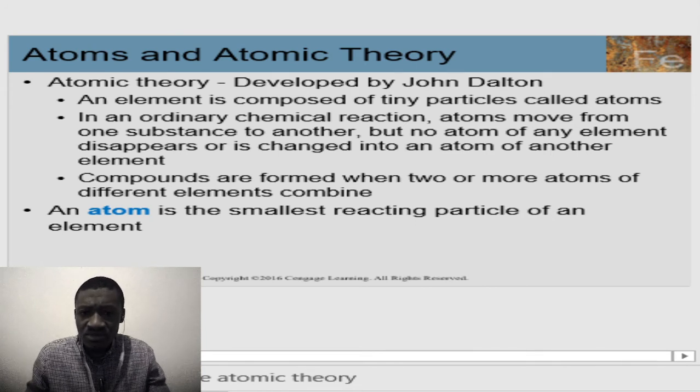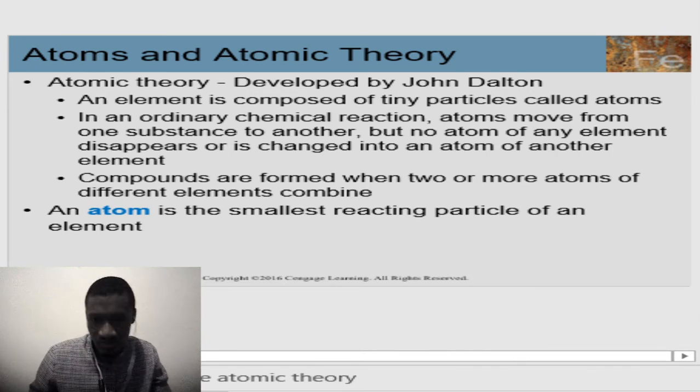John Dalton is an Englishman. He came up with the atomic theory, and his theory is quite interesting. He said an element is composed of tiny particles called atoms. Notice the words tiny particles. And in ordinary chemical reactions, atoms move from one substance to another, but no atom of any element disappears or is changed into an atom of another element. Very important.